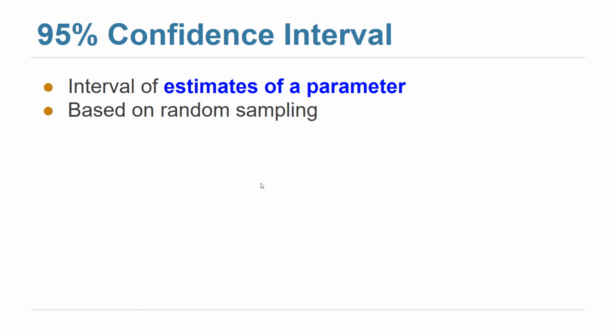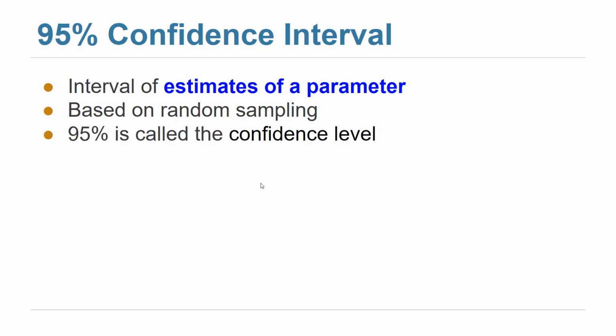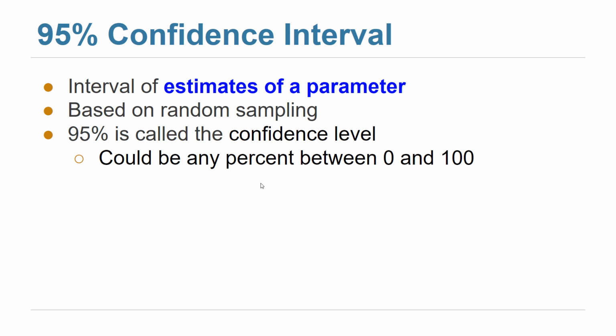So the confidence interval is an interval of estimates of a parameter. It's based on random sampling, as you saw in the Bootstrap method. 95% is called the confidence level. If we have an 80% confidence interval, then 80% is the confidence level in this case. That level could be any percent between 0 and 100.